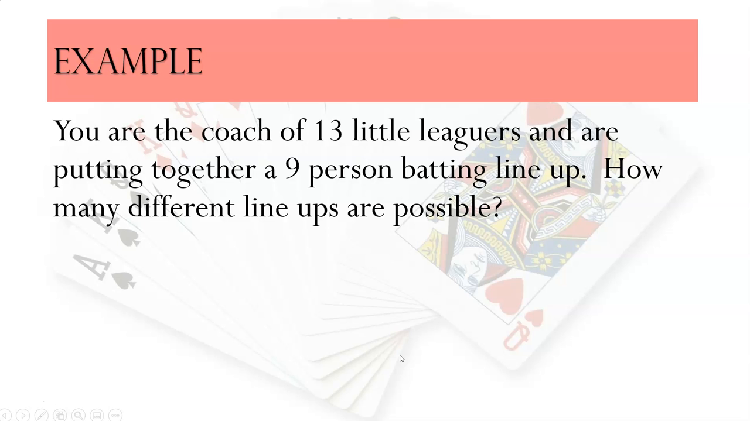The next example says you are the coach of 13 little leaguers and are putting together a 9-person batting lineup. How many different lineups are possible? So again, because we're talking about people and switching the order of a person or 2 people would change the lineup, this is a permutation. We're not using all of the team though. There's 13 people on the team, but we're only going to choose 9 of them. So this is going to be an nPr type of a problem.